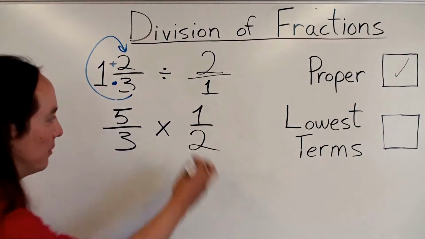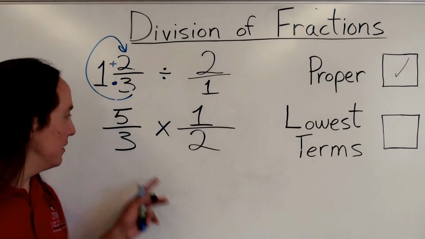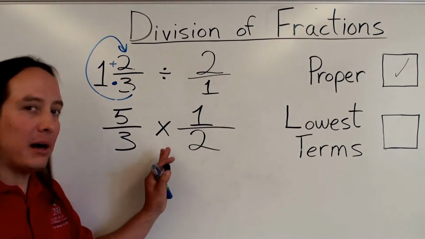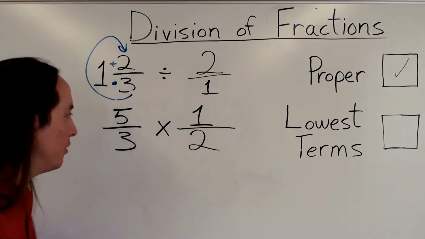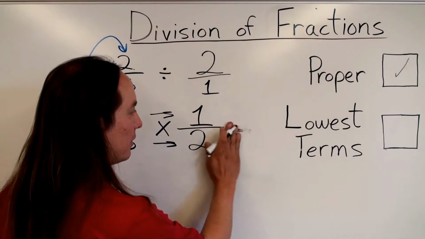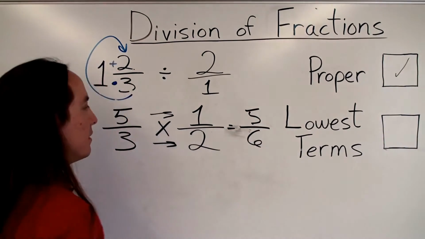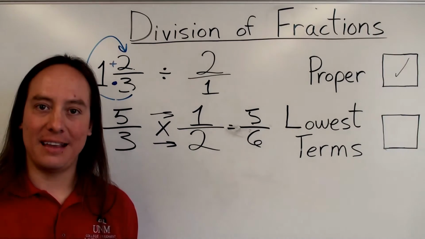Okay. Oops. In my fraction bar. There we go. And I look to see if I can cancel a number on top with one on the bottom. No, there's nothing I can cancel here. So we go ahead and do the multiplication. And that will give us 5/6.